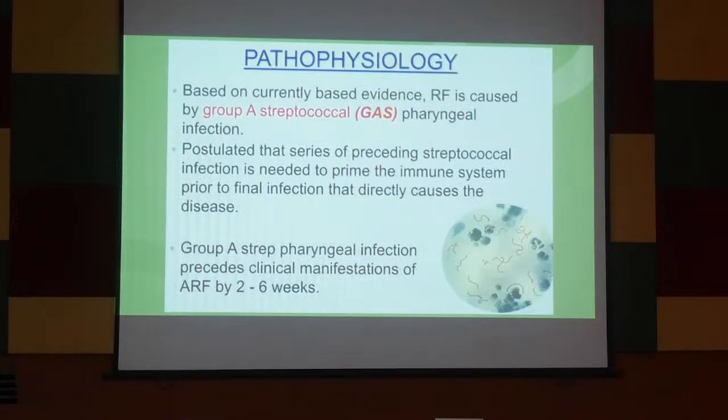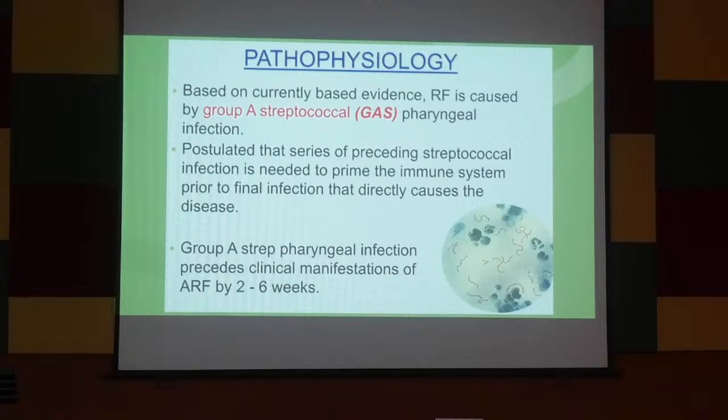So there is a molecular mimicry. There is a molecular mimicry of streptococcal antigen and certain connective tissue component M protein in various parts. The antigen mimicry may be widely spread through our body, like in brain, in subcutaneous tissue, in all the joints. Okay. So group A streptococcal pharyngeal infection precedes clinical manifestation of rheumatic fever by 2 to 6 weeks.